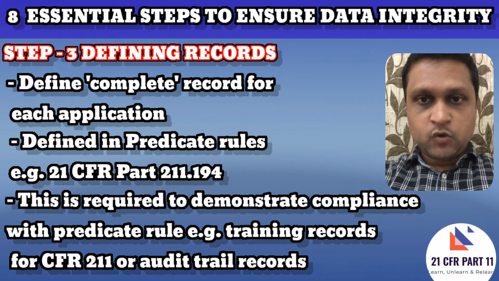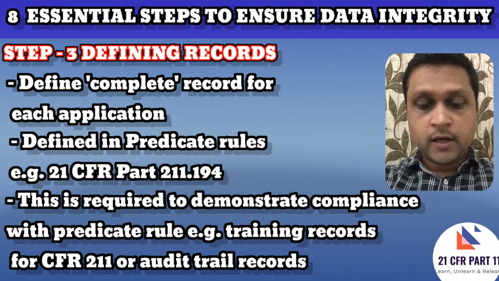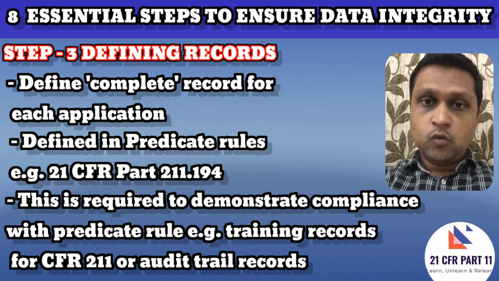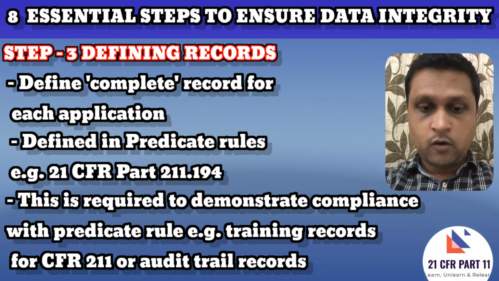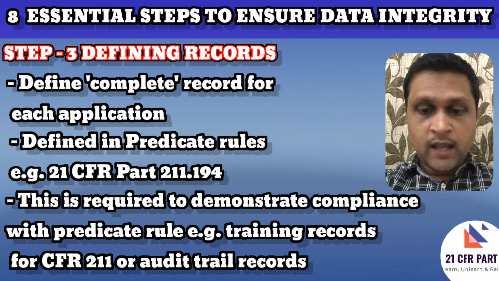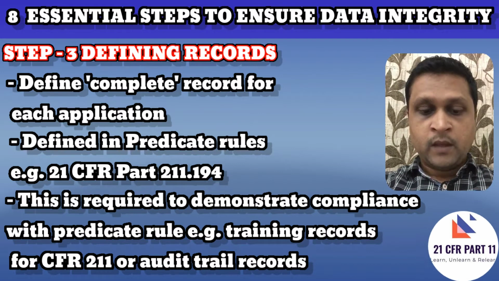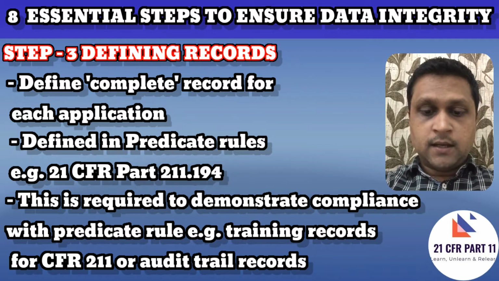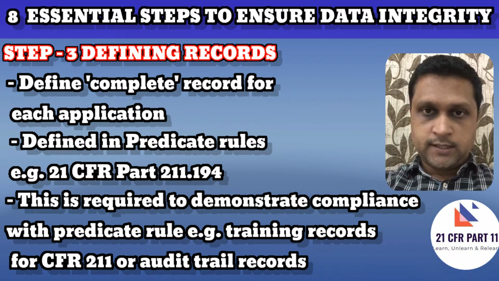Now the third step to ensure data integrity is defining records. First is defining a complete record for each application. This is explicitly defined in the predicate rule of 21 CFR Part 211.194 for the laboratory records, and it is implicitly required to demonstrate compliance with the predicate rule, for example the training records for 21 CFR 211 or the audit trail. So defining the complete records means you must have the final results, supporting documents and the raw data.